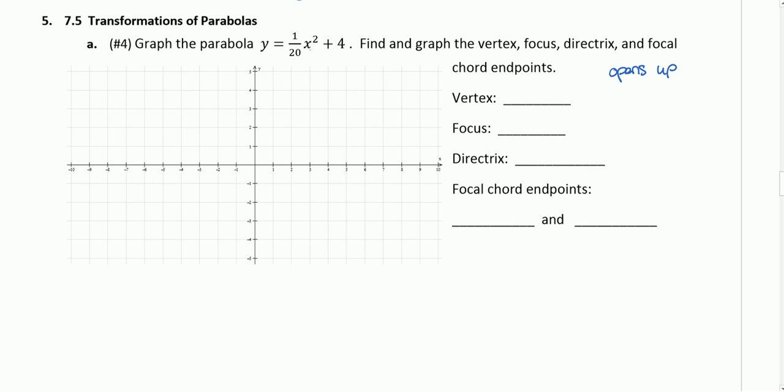The vertex is going to be 0, positive 4. And the vertex comes from, there's no number with the x squared in parentheses, so the 0 is our value for x in our vertex, and that plus 4 is where we're getting our y value for our vertex. So I'm going to plot our vertex at 0, 4.